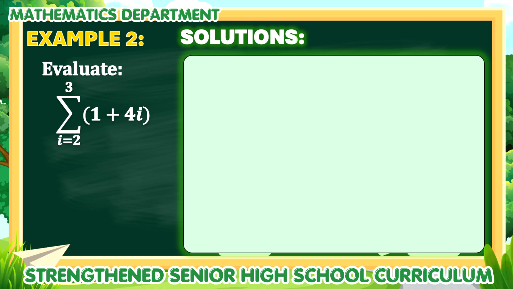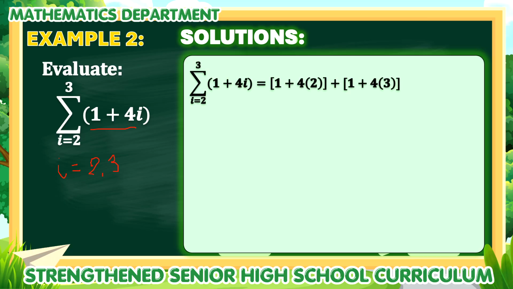So to evaluate this one, take note that our values of i here range only from 2 to 3. Meaning to say, we will be evaluating our expression 1 plus 4i for the values of i which are 2 and 3 only. To do that, we write here our summation of 1 plus 4i, where i ranges from 2 to 3. And then we evaluate this expression for every value of i that we have.